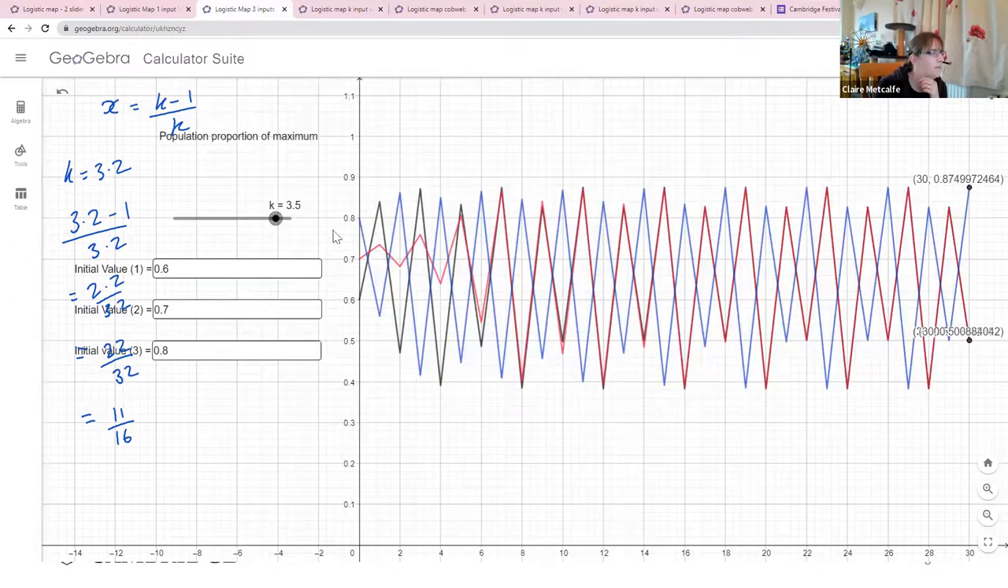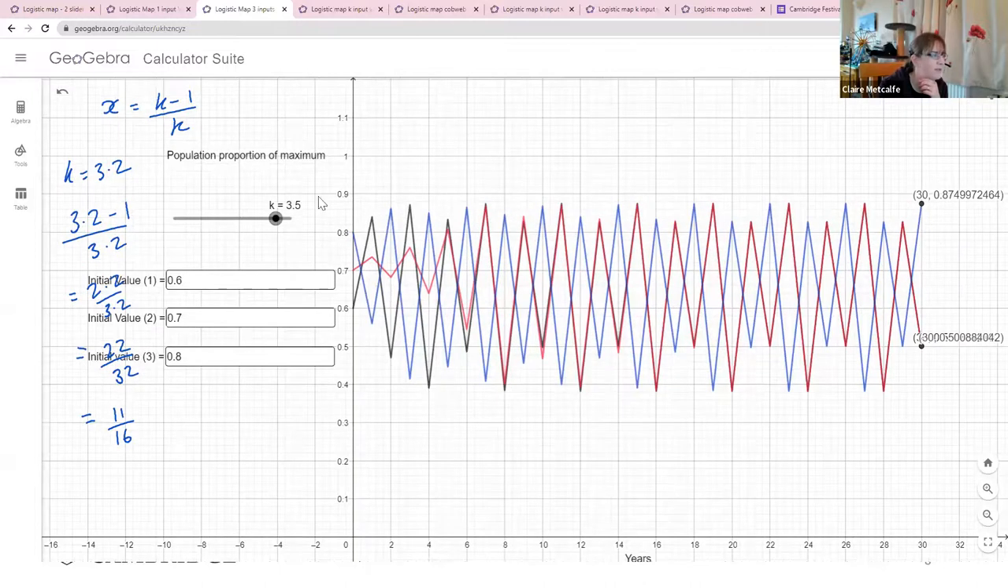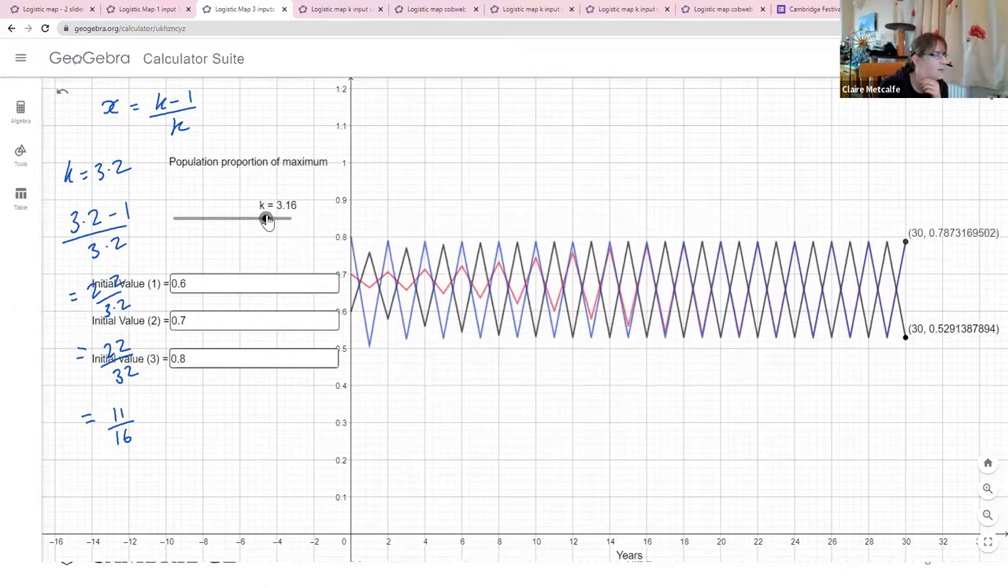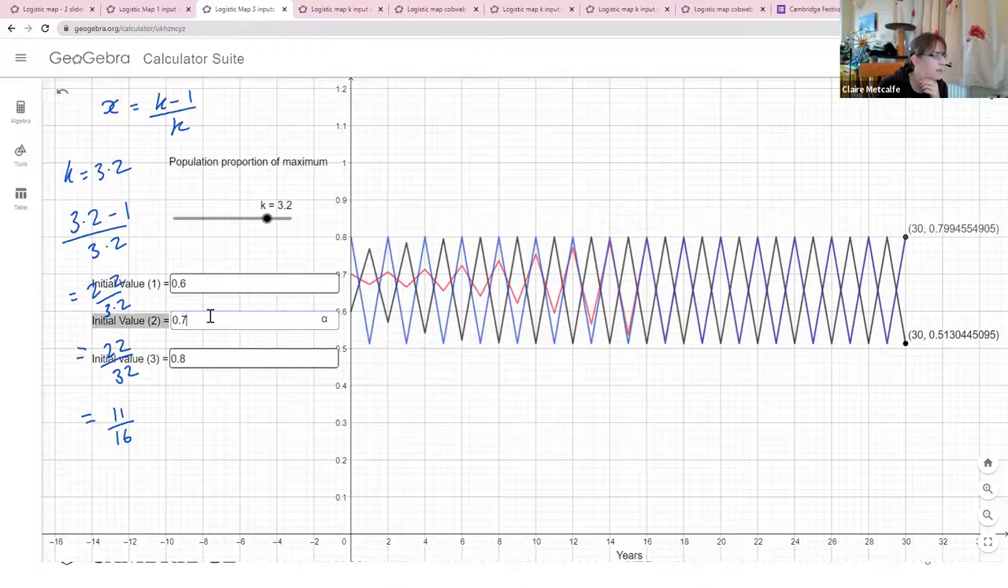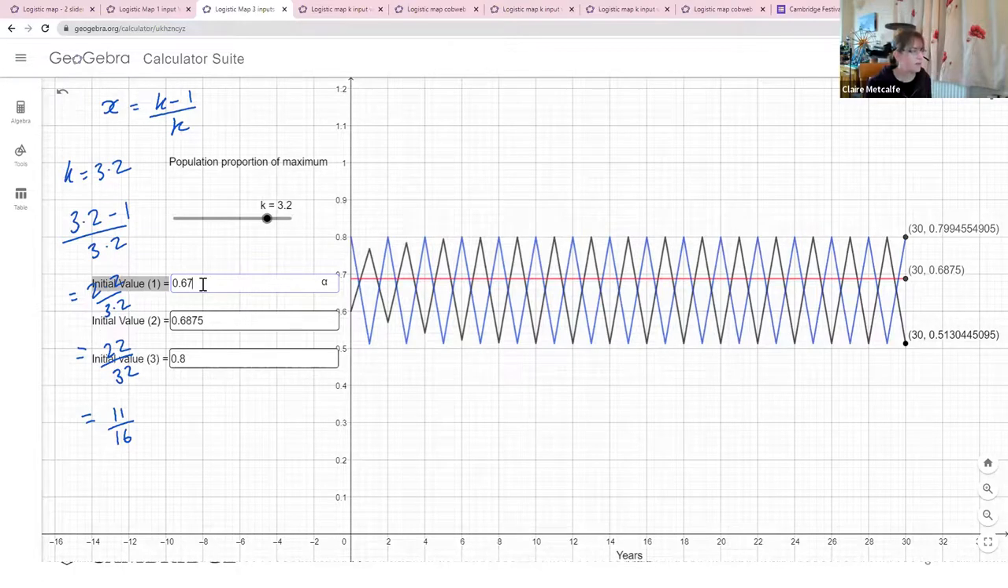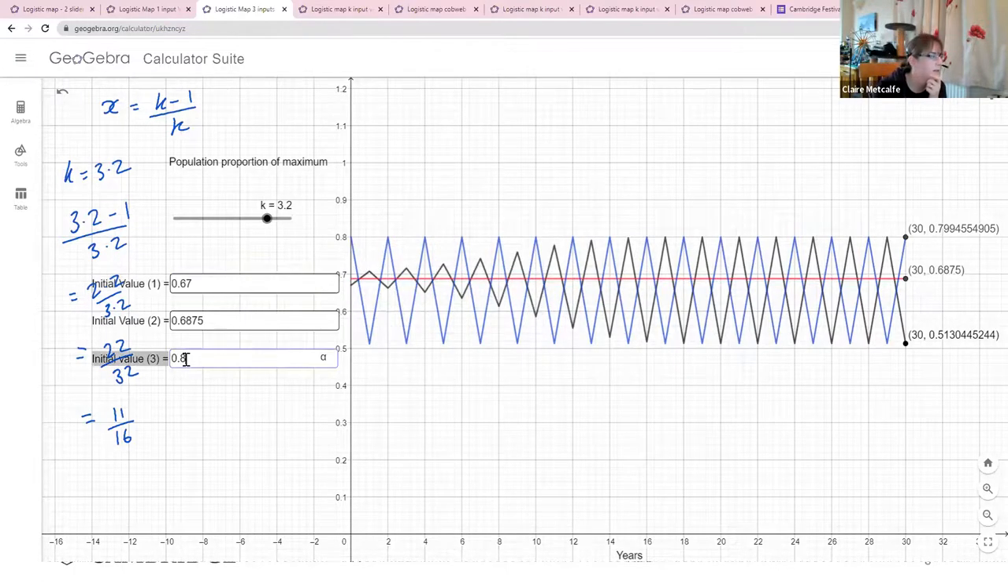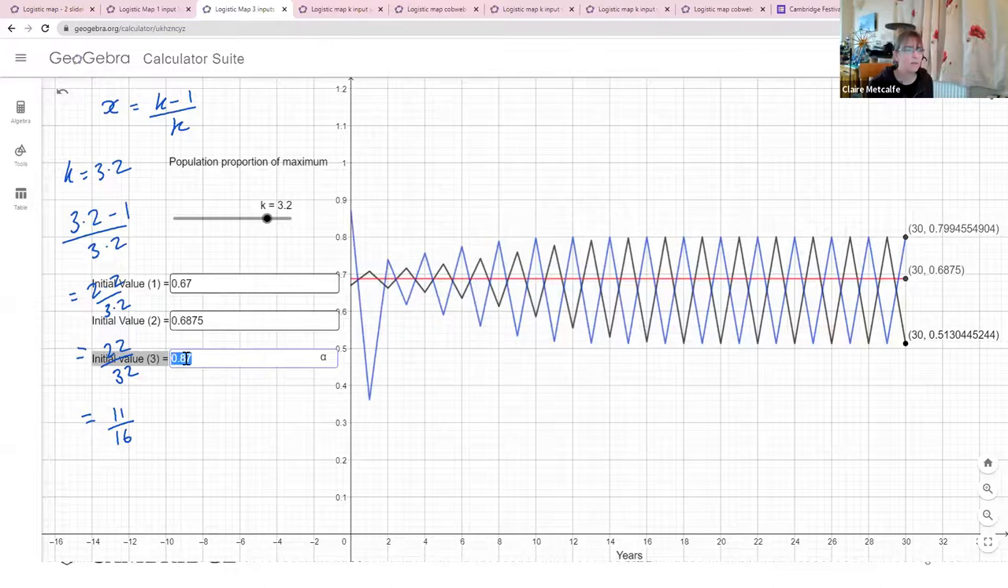So I've got a file here where I've got three values. If I go back to 3.2, and if I make this one... Is this three different starting values, Claire? These are three different starting values. So I can take values which are very close to 11/16ths. Let's make this 0.7. But it's only this red one in the middle that starts on 11/16ths exactly and stays at 11/16ths, and the other two end up oscillating, which is kind of weird.